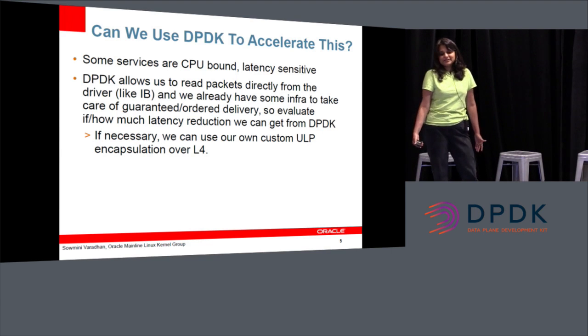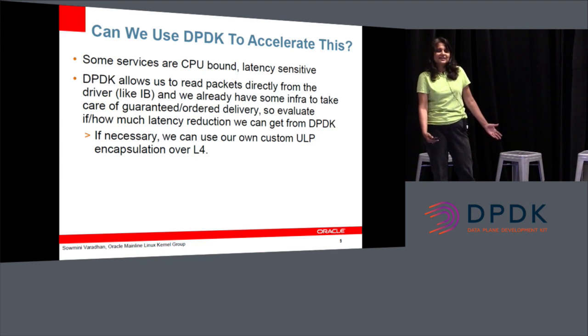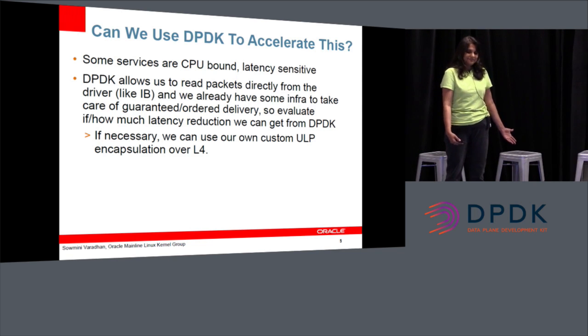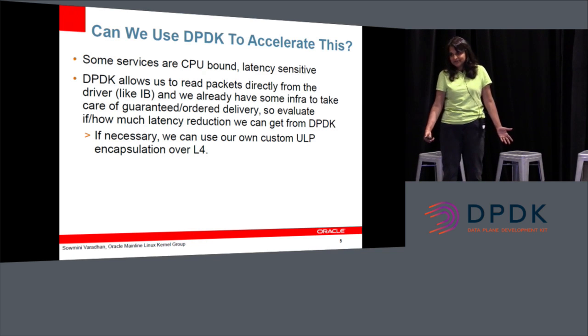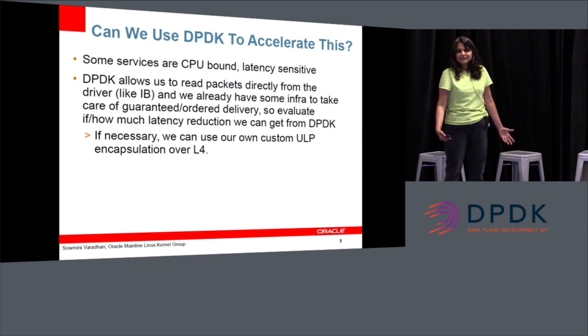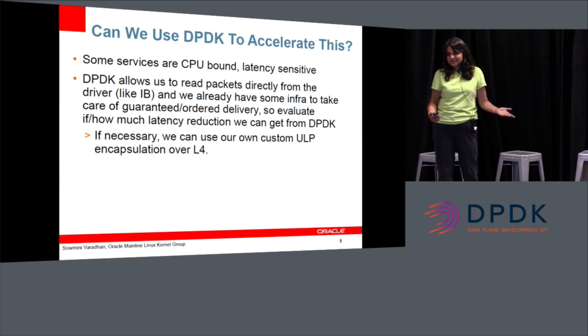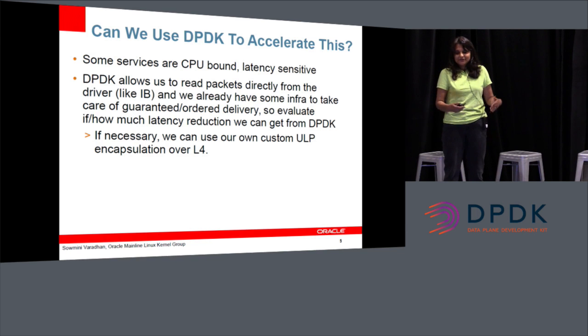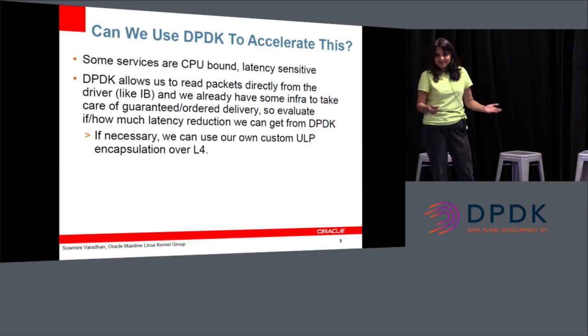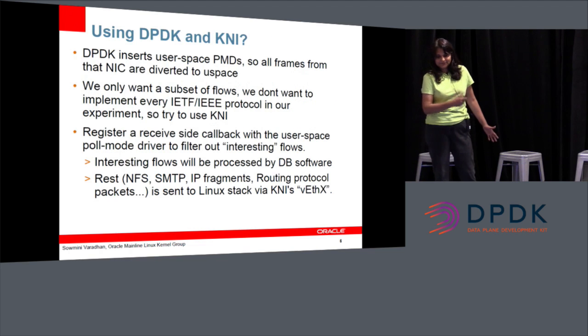Now, DPDK allows us to read packets directly from the driver. We've already done that with InfiniBand, so we have some history there. And we also already have the infrastructure to do the reliable, guaranteed ordered delivery and so on. So that's from the UDP sockets. We also have some history there, right? So we have some degrees of freedom here where we have pieces of software that you could potentially glue together with DPDK. Also with RDS, what happens is you take the application payload and encapsulate it in your own header, which is the RDS payload. So we have a degree of freedom there as well. So the idea was to try to see if we could use DPDK in this model with all these other pieces and get something interesting.